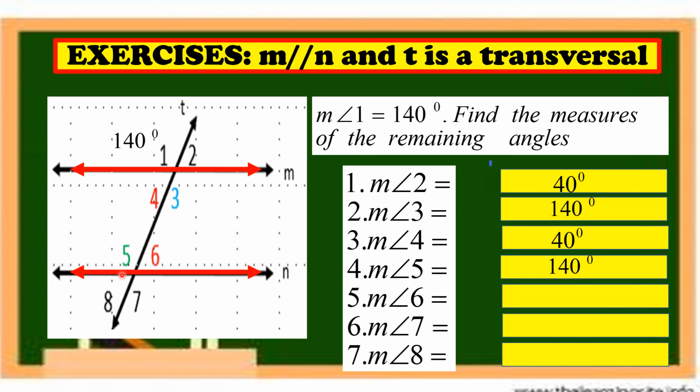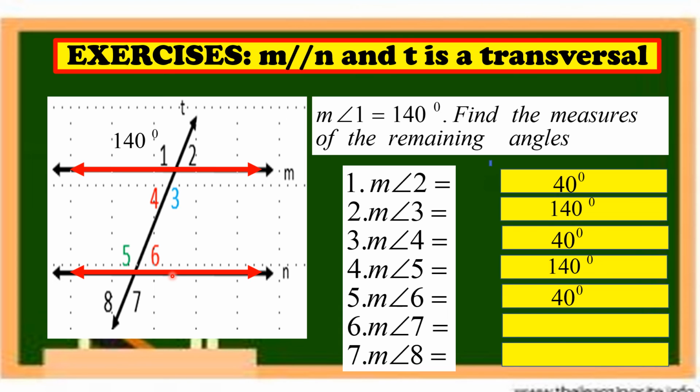We need to find the measure of angle 6. What is the relation of 4 and 6? Angle 4 and angle 6 are alternate interior angles. What is the measure of angle 4? The measure of angle 4 is 40. Therefore, the measure of angle 6 is also 40.